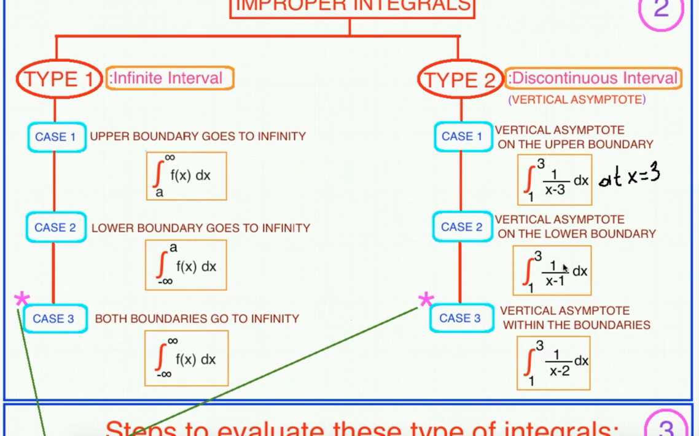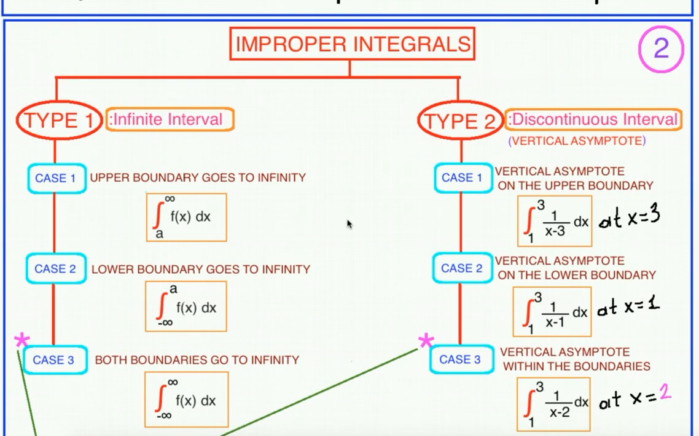In case 2, we have vertical asymptote at the lower boundary. Here at x equals to 1, the function is undefined and there is a vertical asymptote. And in case 3, we have a vertical asymptote within the boundaries, in between some value. Here at x equals to 2, the function has a vertical asymptote.